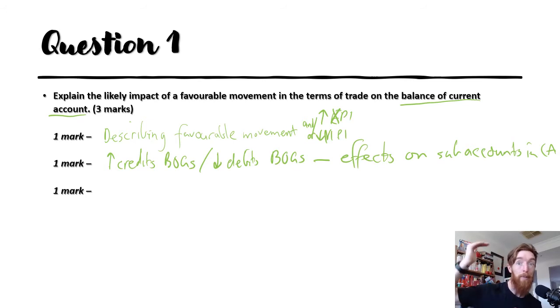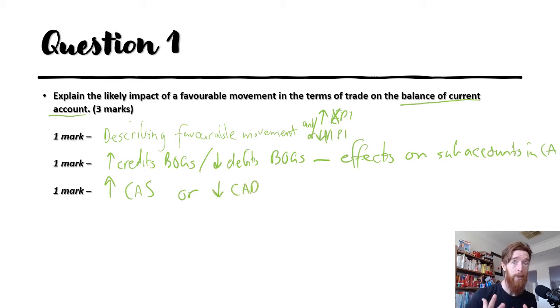So therefore, when there is a favorable movement in the terms of trade, it means we are either on average receiving higher prices for our exports or on average paying less for our imports, which therefore means we're getting more credits in the balance of goods and services or less debits going out in the balance of goods and services, which obviously affects those sub-accounts in the current account. And then to get to the overall impact, that's going to mean that we are going to have an increase in the current account surplus, or if you're talking historically, like if this is just general theoretically, that would mean a reduction in a current account deficit. If you had a question like this, which you're talking about recently, and it's like tying to real world events, you talk about that increasing our current account surplus, because that is where we are right now.